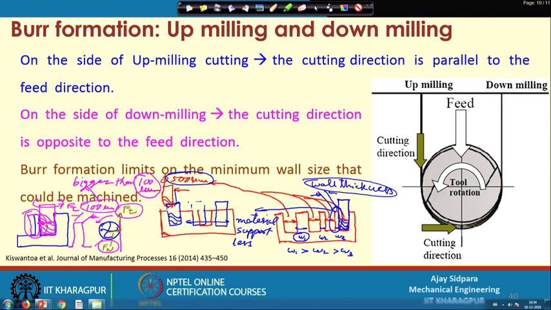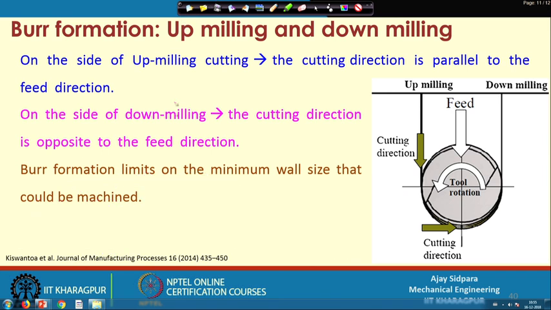at that time the material resistance will be very less. Because of that, the force exerted by this milling cutter will be more, and because of that force your particular wall will be bent, and then you will get a different size of the wall thickness. So, there is a problem with this thing.